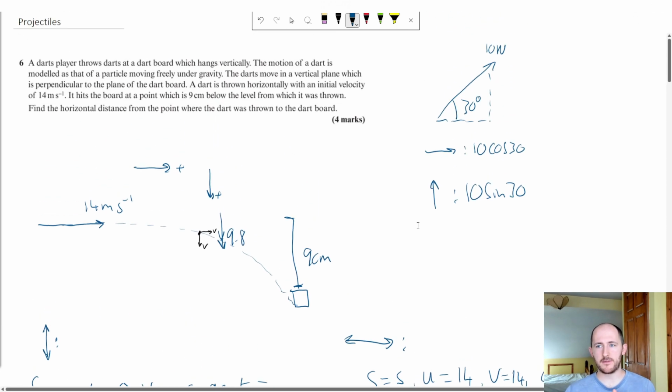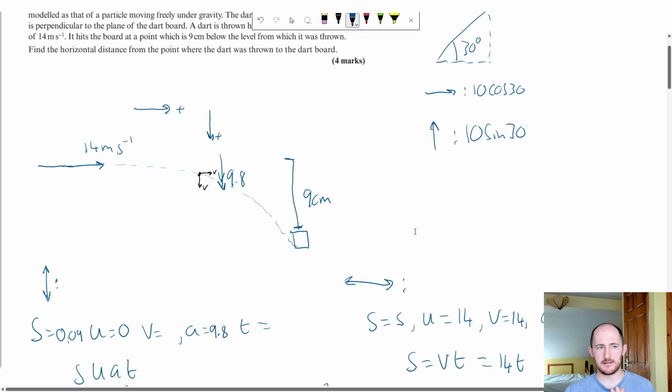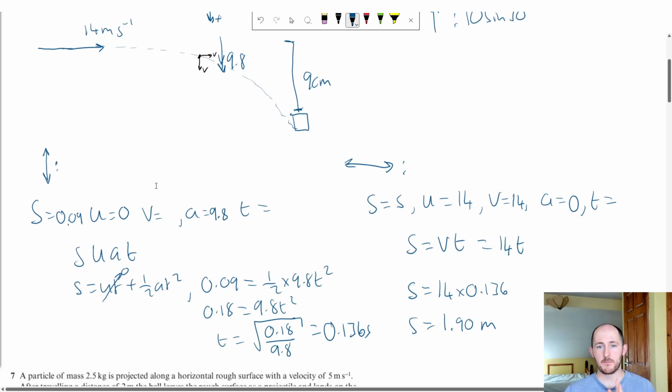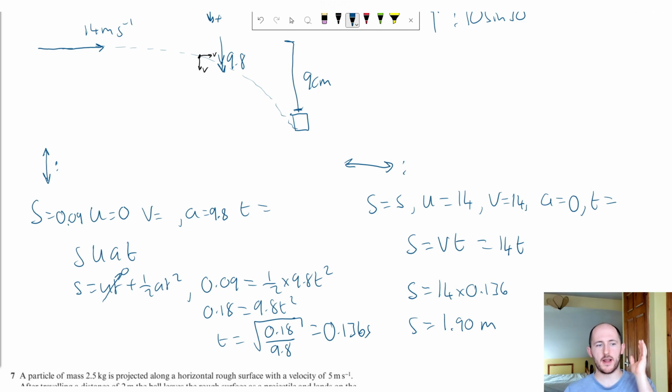And that's it. That would be 4 marks, which I think is pretty good to an extent. But you're going to notice in every question that I do, we're going to do vertical and horizontal. That's it. You repeat over and over and over again, and life will be good, I promise.